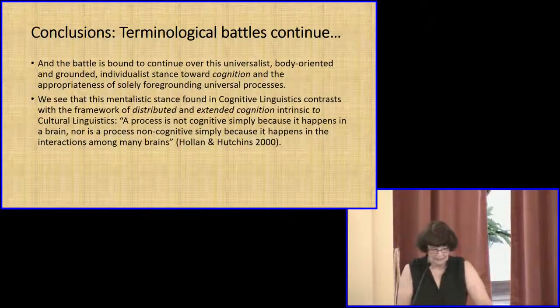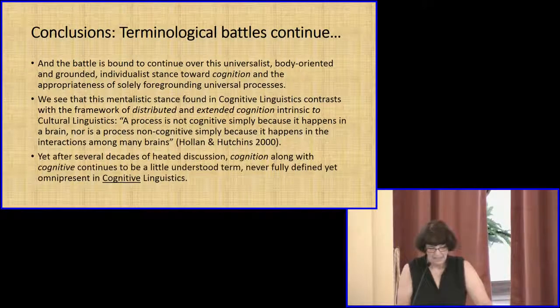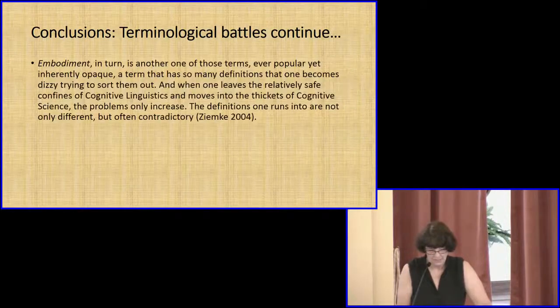We see that this mentalistic stance found in cognitive linguistics contrasts with the framework of distributed and extended cognition intrinsic to cultural linguistics. A process is not cognitive simply because it happens in the brain, nor is a process non-cognitive simply because it happens in the interaction among many brains. Yet after several decades of heated discussion, cognition, along with cognitive, continues to be a little understood term, never fully defined, yet omnipresent in cognitive linguistics.